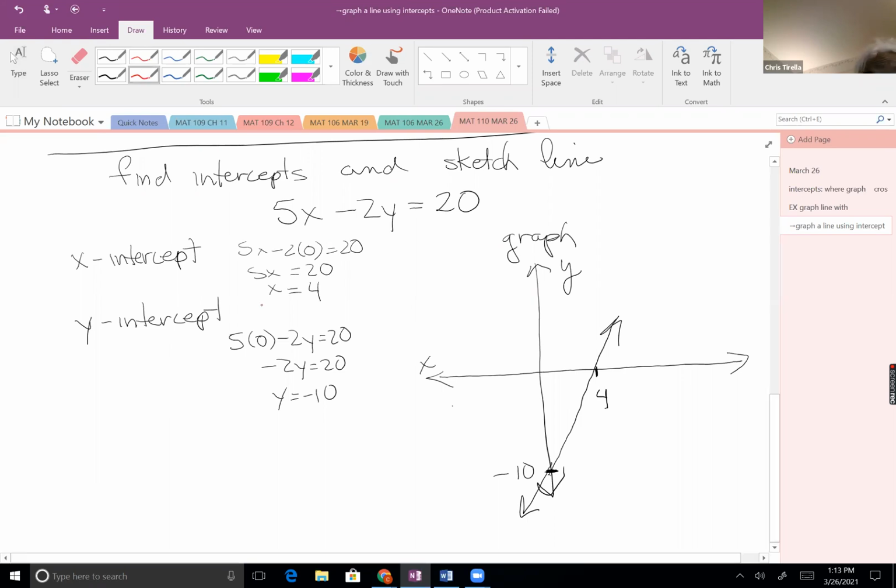Did everybody get an x-intercept of 4, a y-intercept of -10? So we'll cross the y-axis at -10, the x-axis at 4, and there's our line. Any questions?